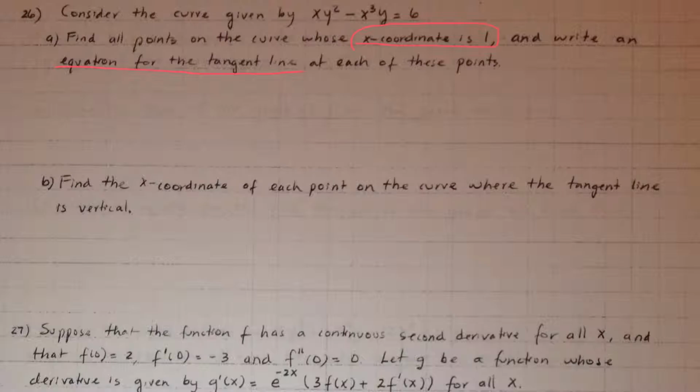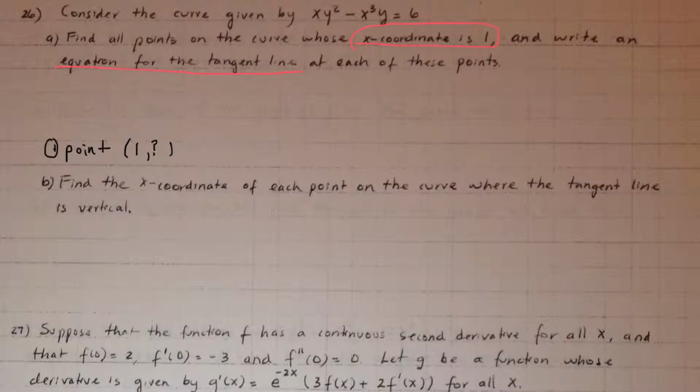So the first thing is that the x coordinate has to be 1. If you want the equation of the tangent line, remember you need a point and a slope. So right now we are concentrating on finding the point, and what we know so far is that x has to be 1. That's why the first part says find all the points where x is 1, and we don't know what the y would be.